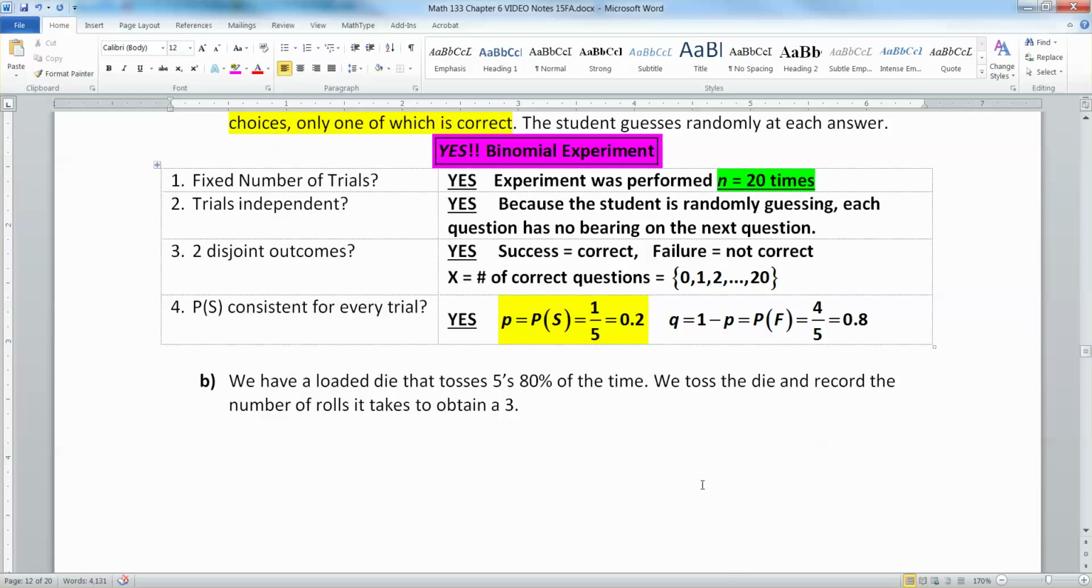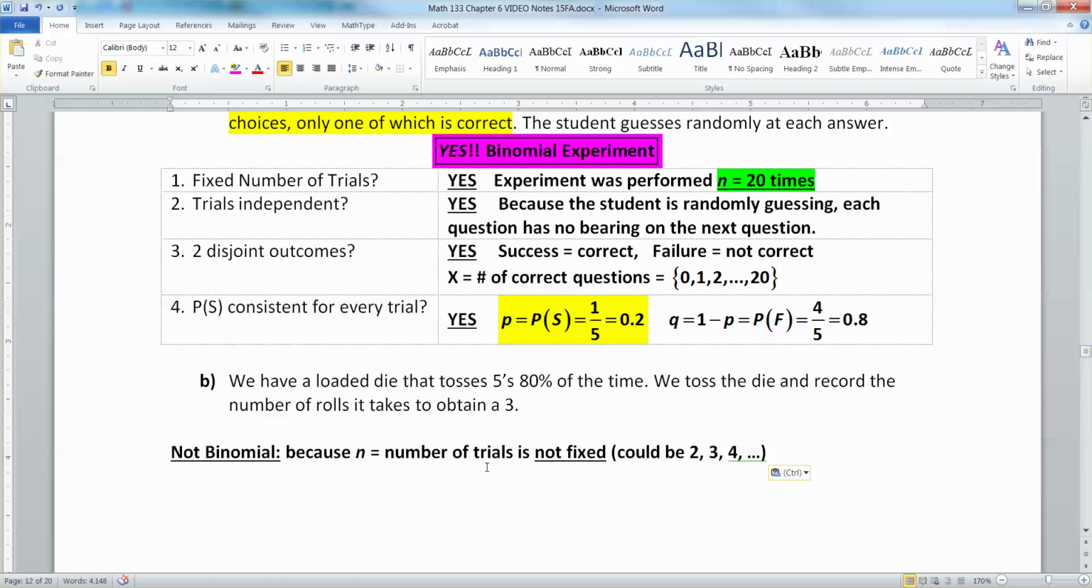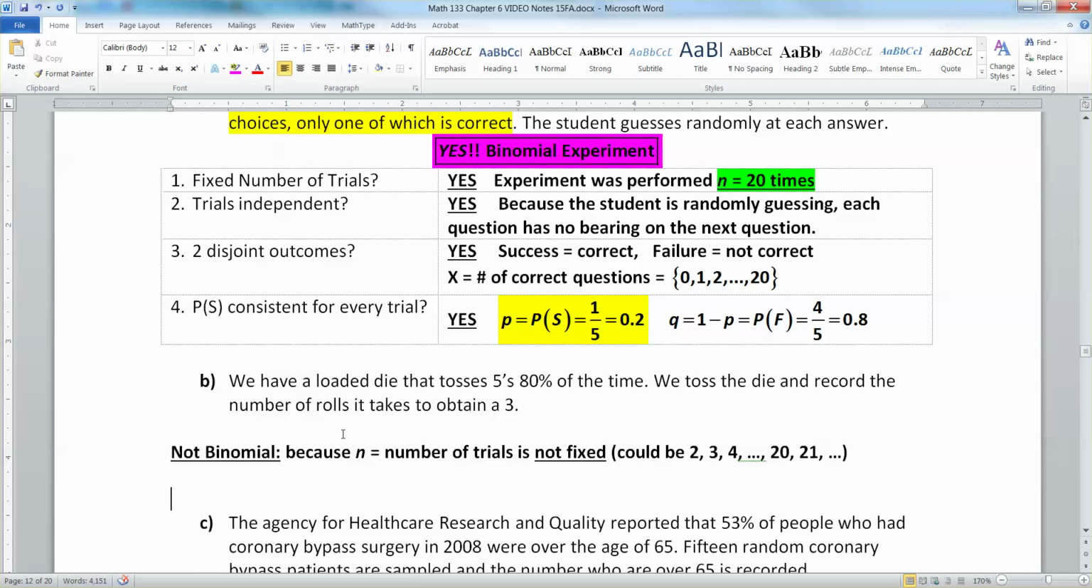Uh-oh, well, we're in trouble here. The problem that we're having is that because it's recording the number of rolls it takes to get a 3, that's not fixed. So you could pick up this die and get a 3 on your second toss, or you could pick up this die and get a first 3 on your 20th toss. So you don't have a fixed number of trials. It could be 2, 3, 4, 5, 20, 50. I mean, technically it's possible. And since you don't know how many times you're going to be tossing the die, this is not binomial. So you're done. You don't have to write up anything else. Once you know it's not binomial, it's no good.